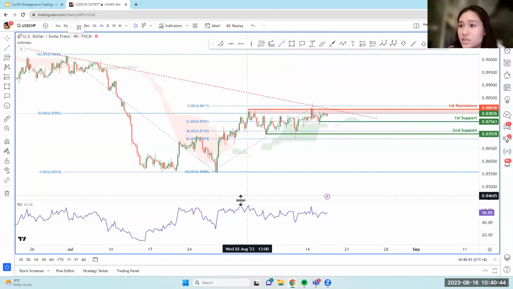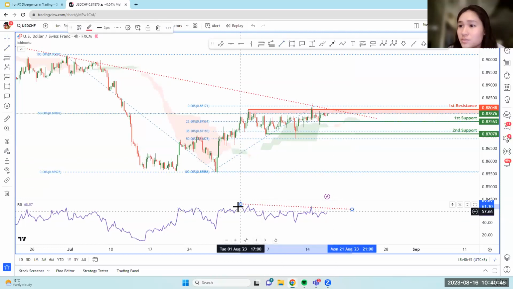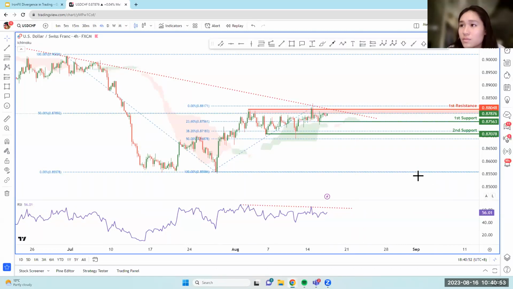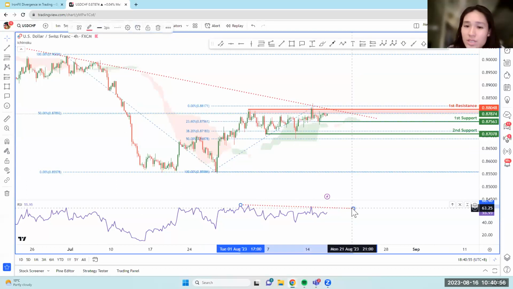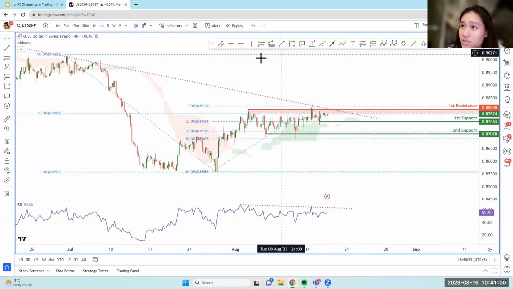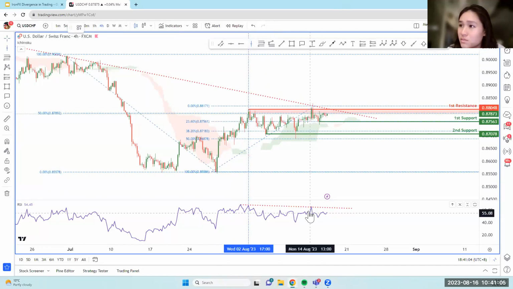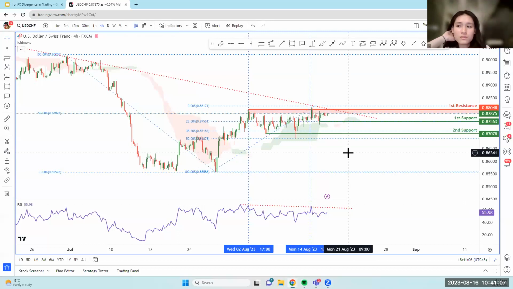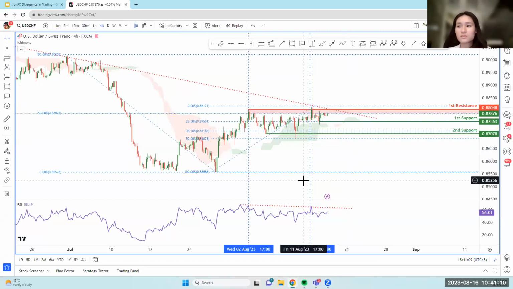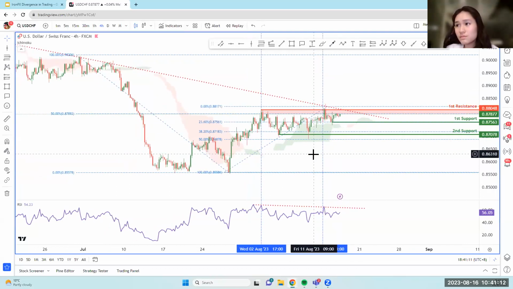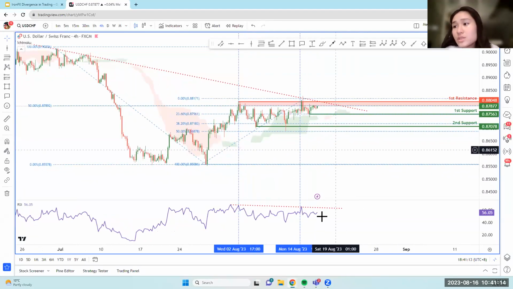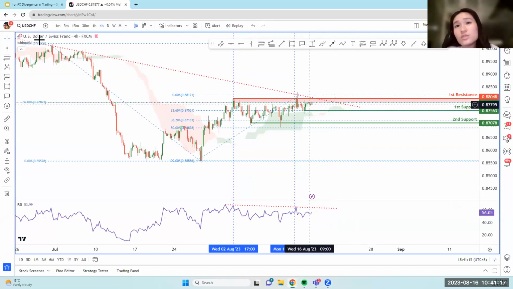Okay, so I see a descending trend line here. Even though we have this descending trend line on our price chart, of course, we have our first resistance between these 2 points here. So this is a sign that price is likely to continue to drop.